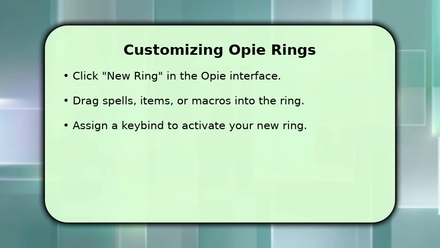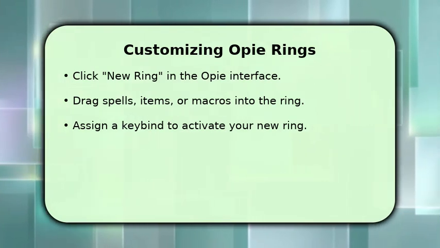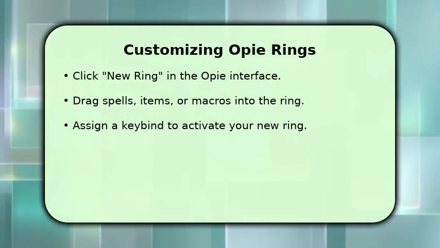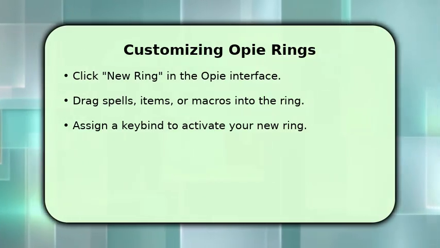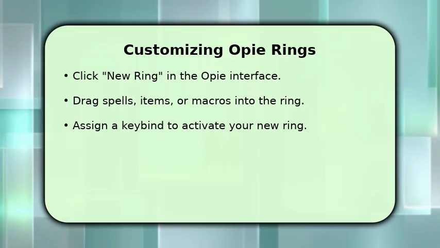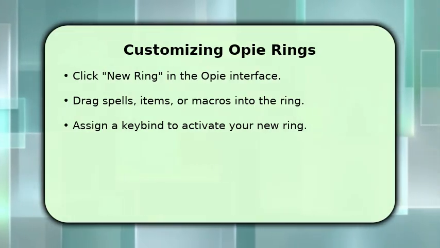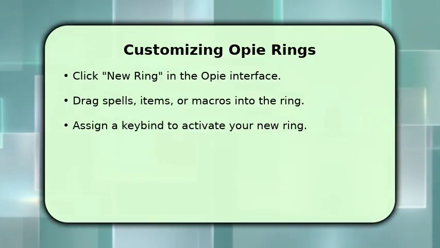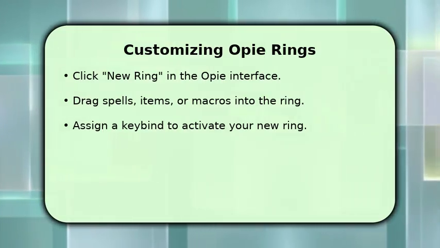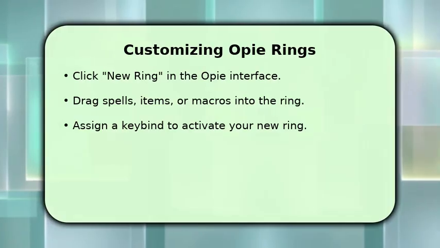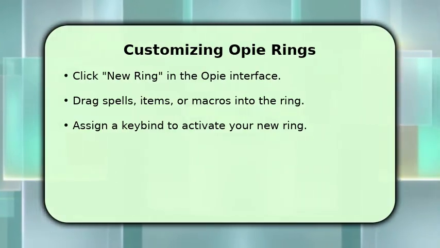Now for the fun part, creating your custom rings. In the OPIE configuration window, locate and click the New Ring button. This will create an empty radial menu. You can then drag any spell, item, or macro directly from your spellbook or inventory into this new ring. Finally, assign a convenient keybind to your new ring, allowing you to quickly access it during gameplay with a single press.